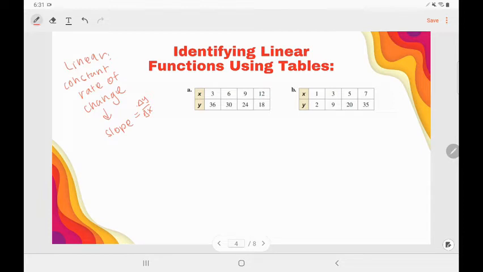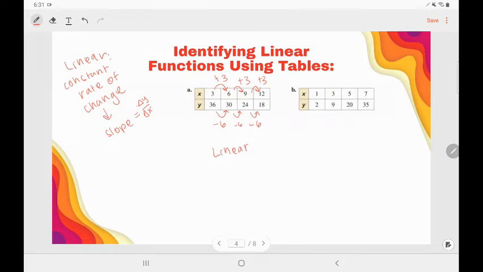As I'm looking at these two examples, example A, as the x value goes up by 3, the y value is decreasing by 6. Now, if this is a constant rate of change, this pattern is going to remain the same. So as I increase by 3, it decreases by 6. As it increases by 3, it decreases by 6. So I would consider this linear.